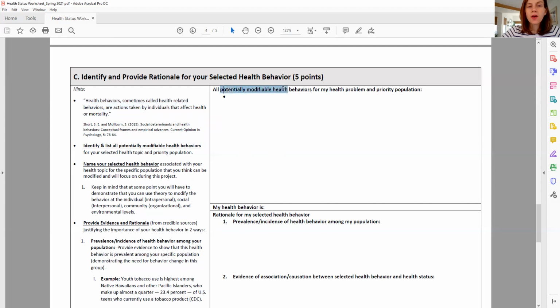But first, you're going to identify all potentially modifiable health behaviors for your health problem. So for lung cancer, smoking is just one of those. Here, you're going to list if there are others and provide citations. Like HIV, for example, you have unprotected sex, that might be the health behavior you chose. Provide a reference that supports that, but then add other ones. That's not the only way you can get HIV. Injection drug use is another one, for example. So all those modifiable health behaviors should be listed.